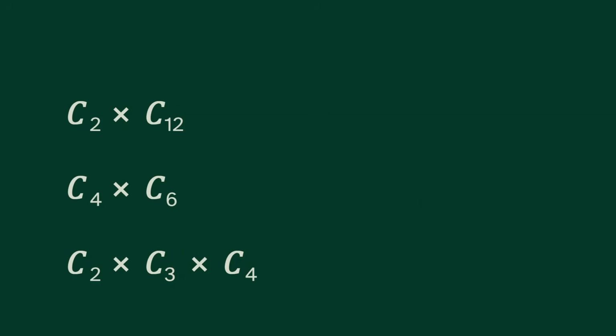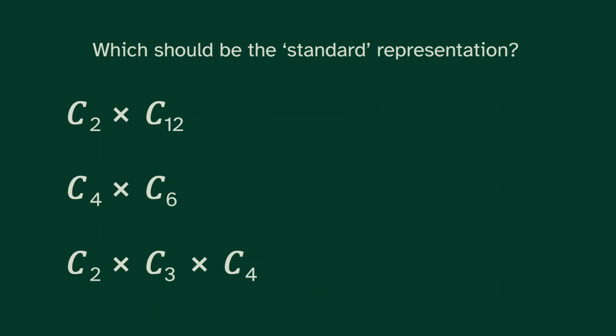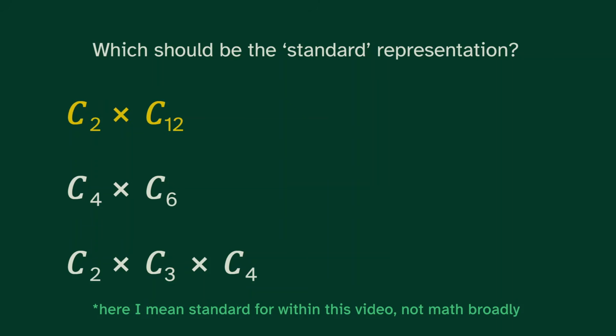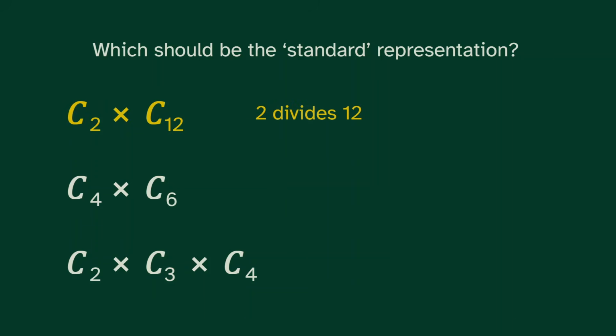So we have these 3 different ways to represent the same structure, but we need to pick one of them, which should be the standard representation. We will use the one on top, because 2 divides 12. We have this divisibility property, and that doesn't hold for the other 2. Neither 4 divides 6 nor 6 divides 4, and neither 2 divides 3 nor 3 divides 2. So only one of these groups has that property, and we can use this in general.